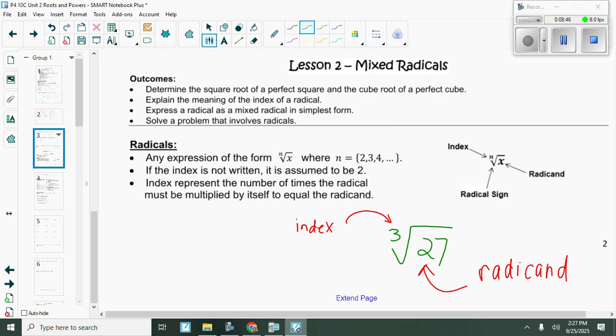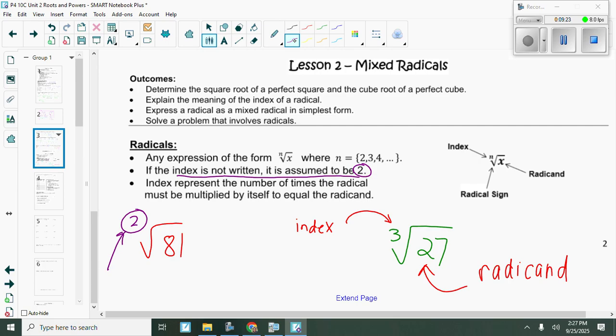Now, if you see that there's no index listed, you can assume that it's a 2. We're going to assume that it's a 2. It's a square root. So if the index is not written, it is assumed to be a 2. There's actually no such thing as a radical with an index of 1. It just doesn't exist.